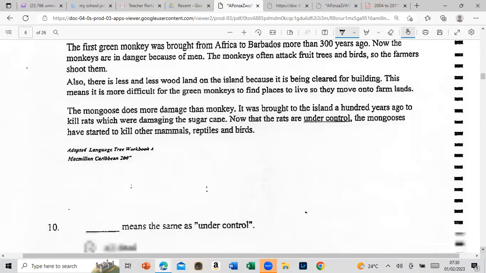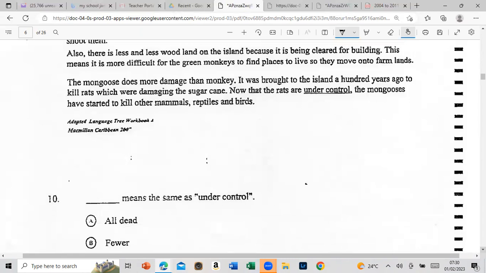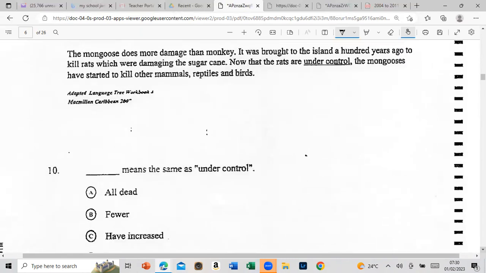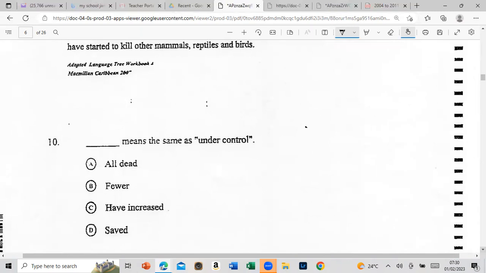All right, let's see what the question asks us. Which word means the same as under control? Is it fewer, or increase? So you have to choose which word you would use. Fewer means the same as under control. And that would be B, fewer.